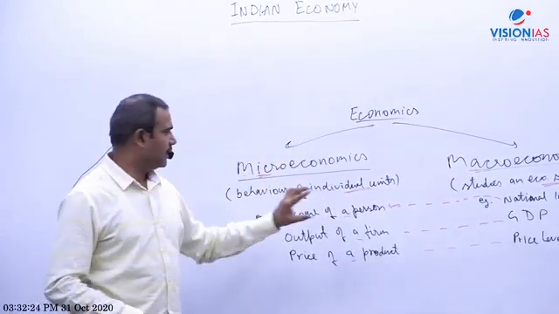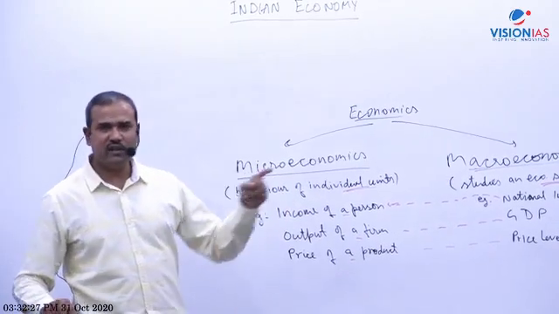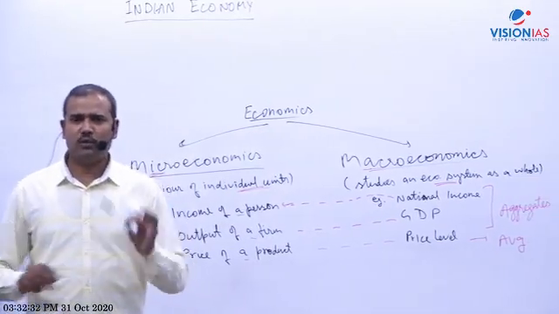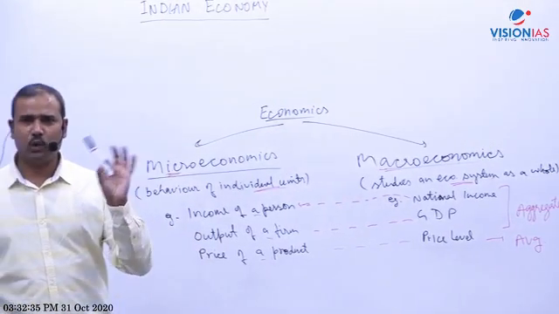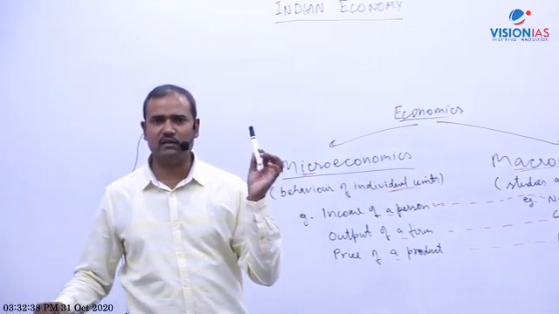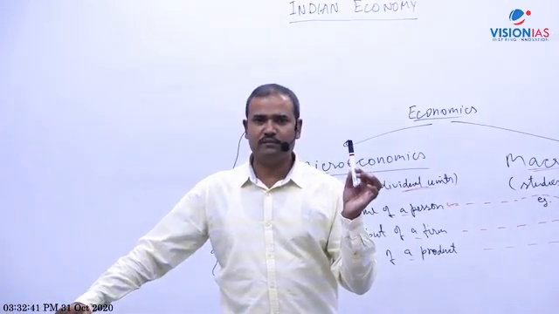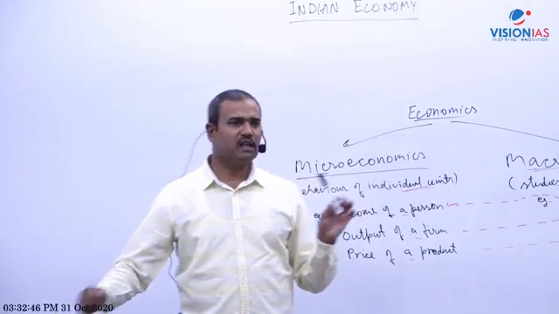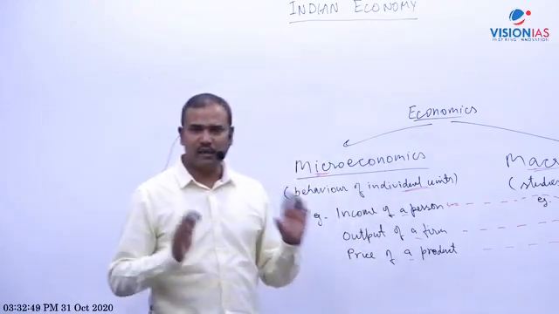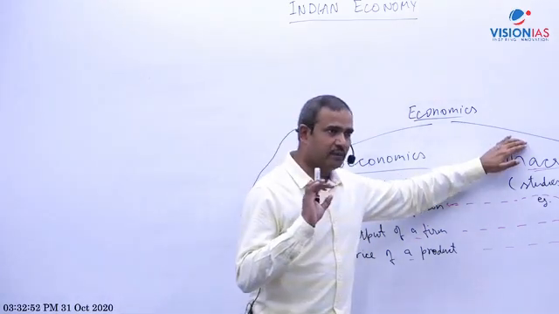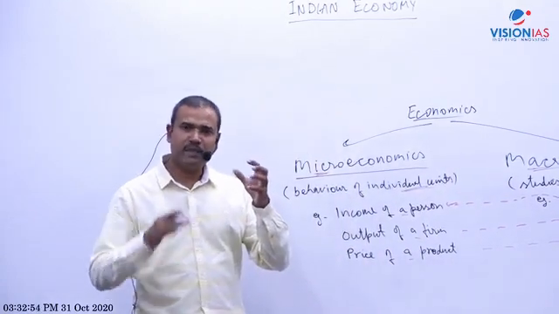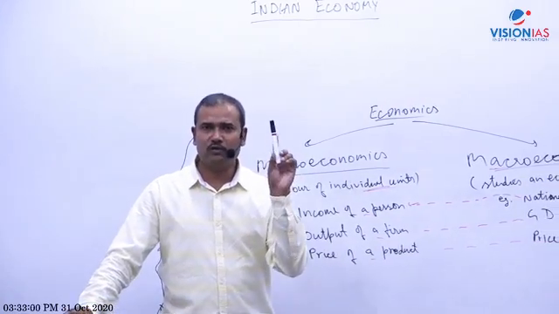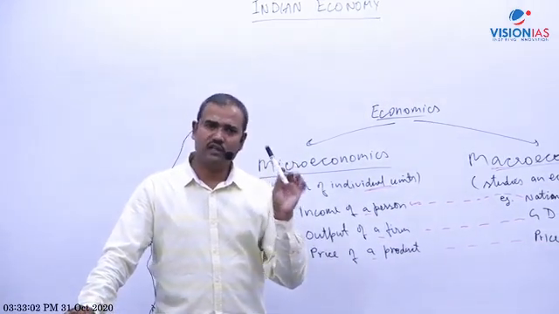But one more thing, remember: normally when we say aggregates, we mean macroeconomics. But if I ask you a question, total production of markers in India by all companies, will it be micro or macro? The answer will be micro. Why micro? Because we are talking about one product. So normally aggregates are studied in macro, but remember one thing, aggregates may be studied in micro. Got the point? If I say total production of markers in India, we are talking about one product, so that is micro also.